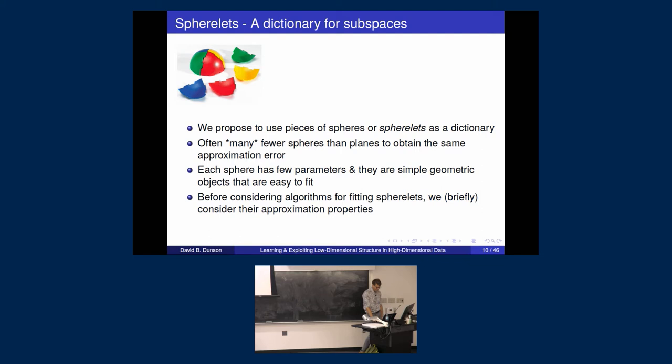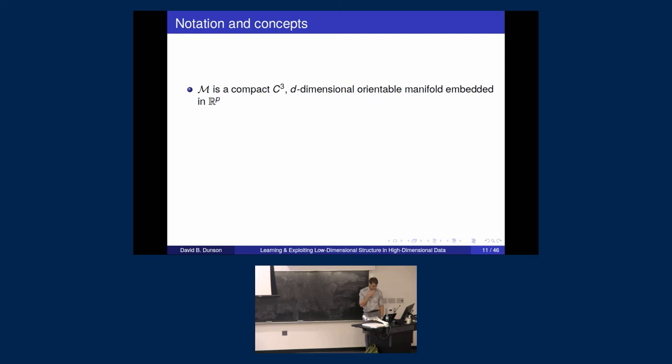And so let's just flash up the math theory showing their approximation performance. Just briefly, let's say that our manifold is a compact C3 d-dimensional orientable manifold. That means we can define what's known as a volume form on the manifold, and we embed that in p-dimensional space. We can extend our result to a collection of such manifolds, because in reality the nonlinear structure in your data might not be one curved thing. It might be one here and then one over here. There could be discontinuity between those.